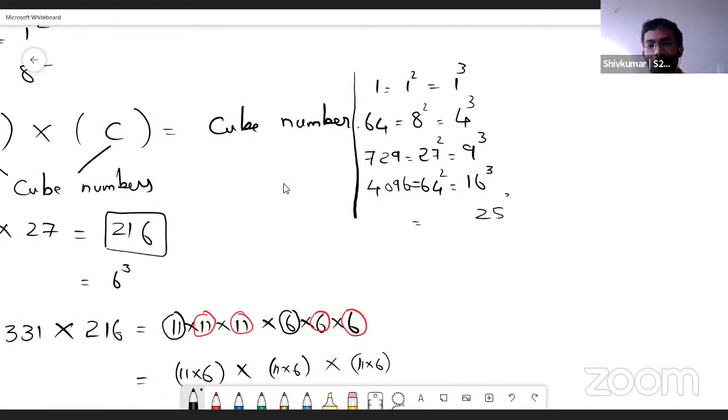25 cube and what square? Sir, it's 125. Excellent. Right. So 25 cube and 125 square, some number, that is the next number having this property. Right. So now we have seen a way of generating all such numbers.